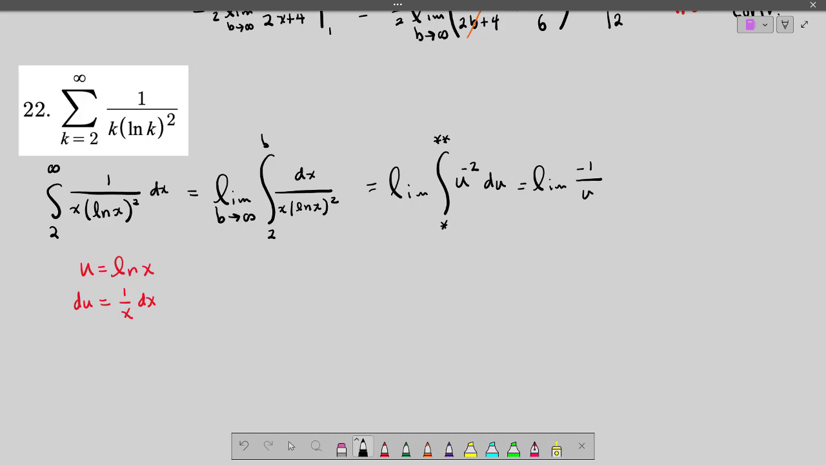And these have placeholder limits. We don't know what the u's are. With improper integration, it's usually just best to go back to whatever letter you started with. So we said that u was natural log of x, so we have that. And now we can go back to our x limits, 2 and b.